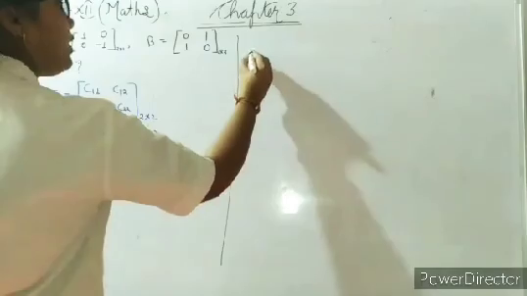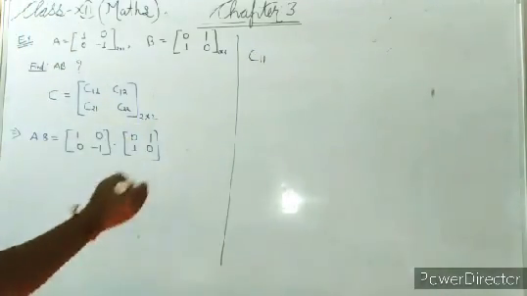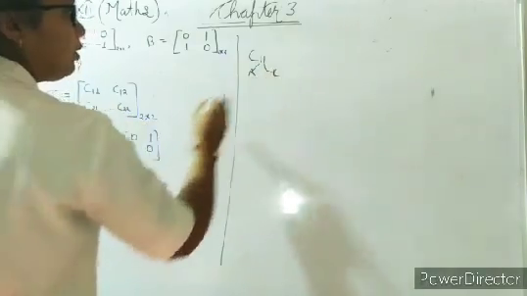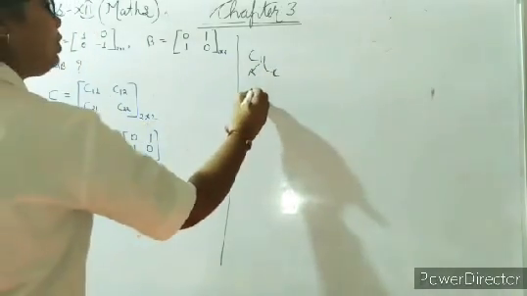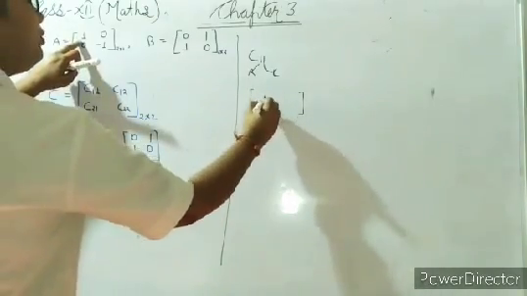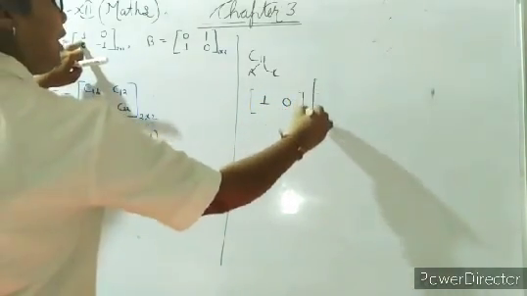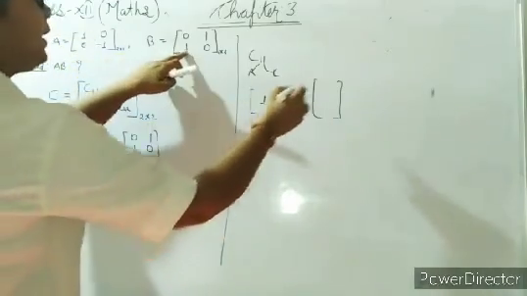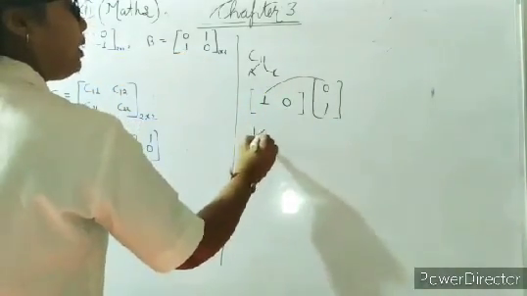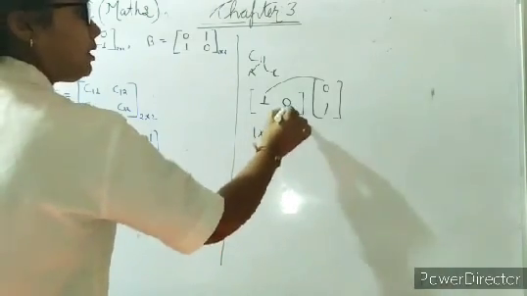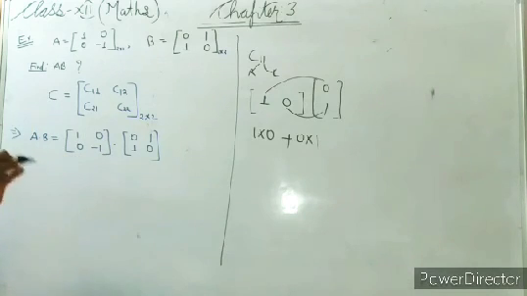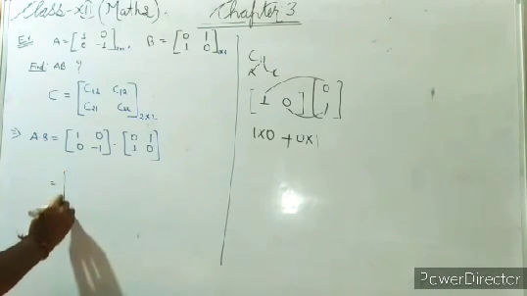You see. First say C11. What is the meaning of C11? It is a row, it is a column. So first row, that means we take first row 1, 0. And first column, that means 0, 1. So we will multiply 1 multiply 0 plus 0 multiply 1. It is our C11.